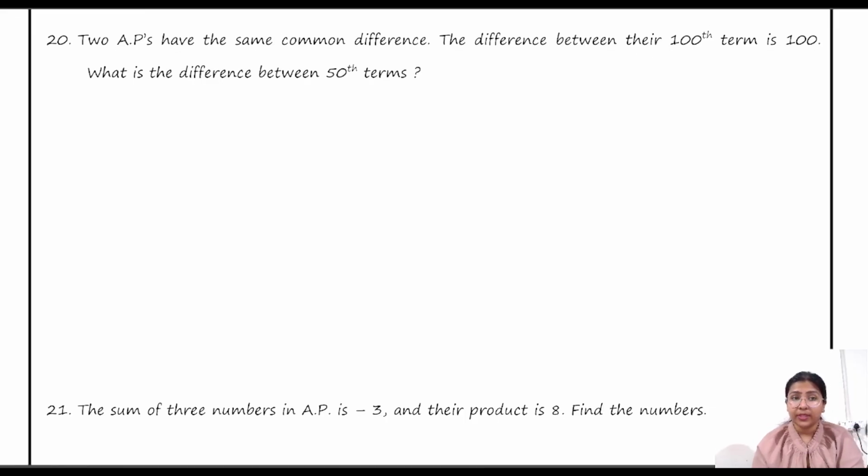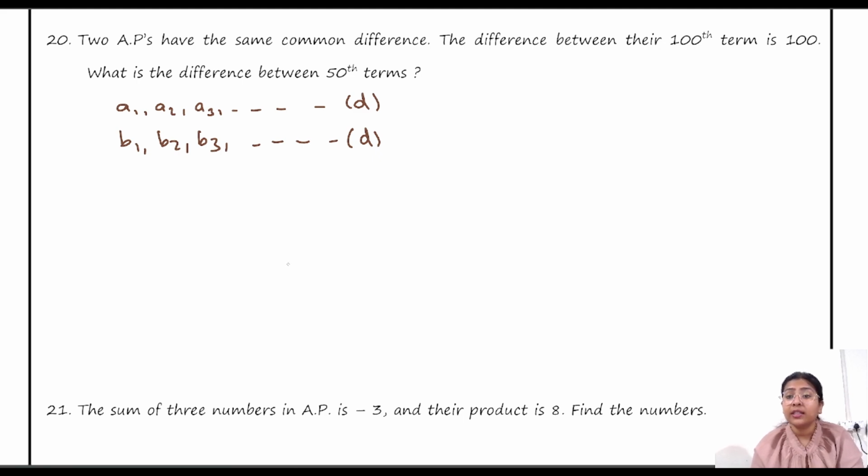Okay, now the next question. There are two different APs. Let the first AP be A1, A2, A3. This is the first AP we have. B1, B2, B3, this is the second AP we have. Two APs have the same common difference. It means the first AP has common difference D, and the second AP also has common difference D, because the two APs have the same common difference.